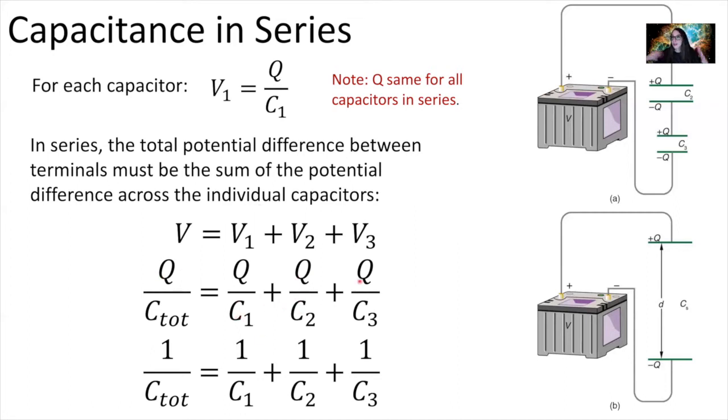Since all of these capacitors have the same charge on their plates, this Q you could divide out of the system. And then that leaves us with our relationship for the total capacitance. 1 over the total capacitance equals 1 over C1 plus 1 over C2 plus 1 over C3.